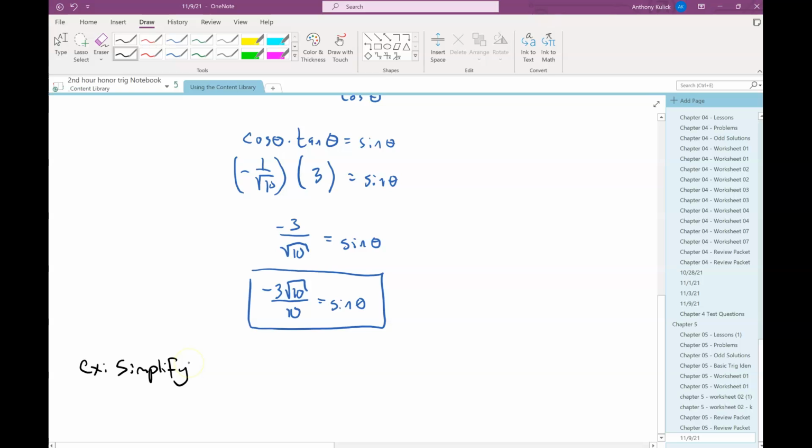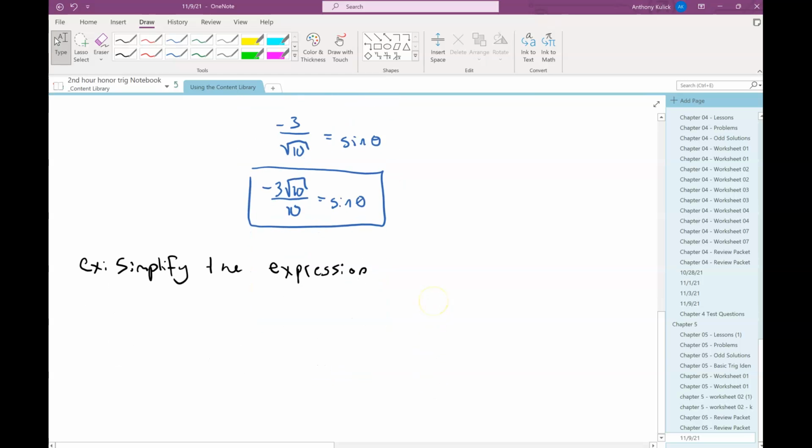So you'll need to do some of those in your homework for this section. But what we'll do more of are these simplify the expression problems.